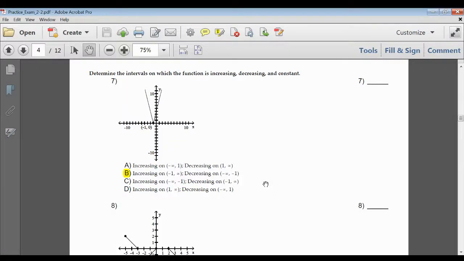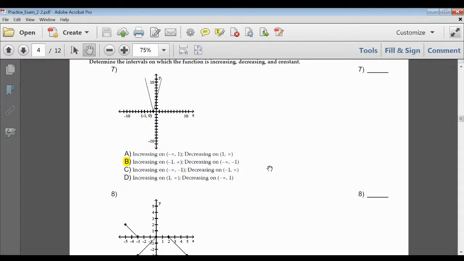Okay, number seven, determine the intervals on which the function is increasing, decreasing, or constant. Notice that they all start out with the word increasing. So as I look at the graph, you can see it starts increasing right here at -1, and it goes all the way to infinity.